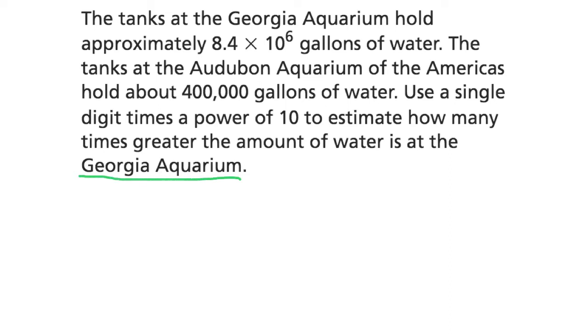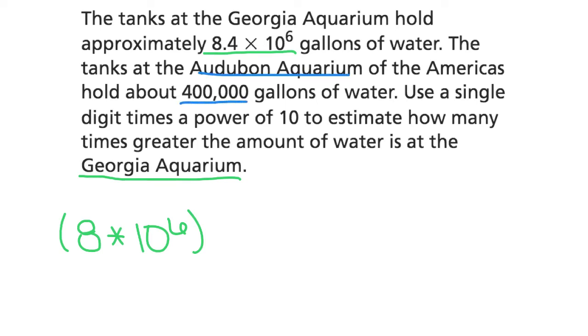So when we do our work, we want to use the Georgia Aquarium number first. And that is said to be 8.4 times 10 to the 6th power. If we want to use a single digit, then we need to round that 8.4. And that will round approximately to 8 times 10 to the 6th power. We know that we are comparing it to the Audubon Aquarium, and the Audubon Aquarium is said to be about 400,000 gallons. So we want to do the Georgia Aquarium divided by the Audubon Aquarium.